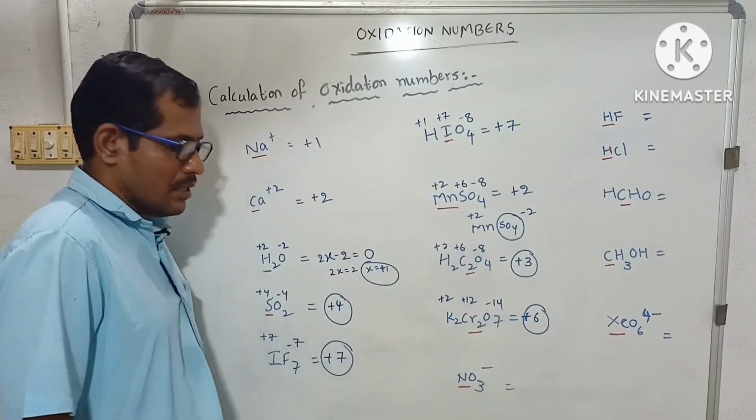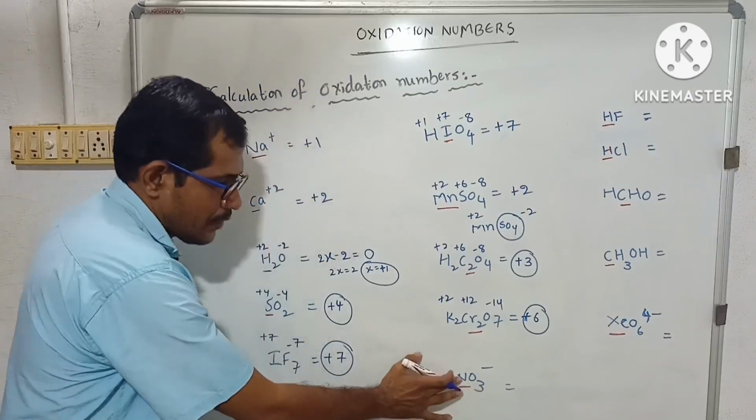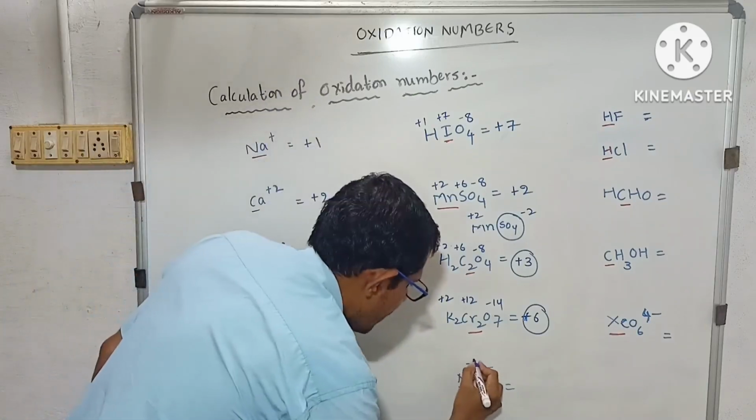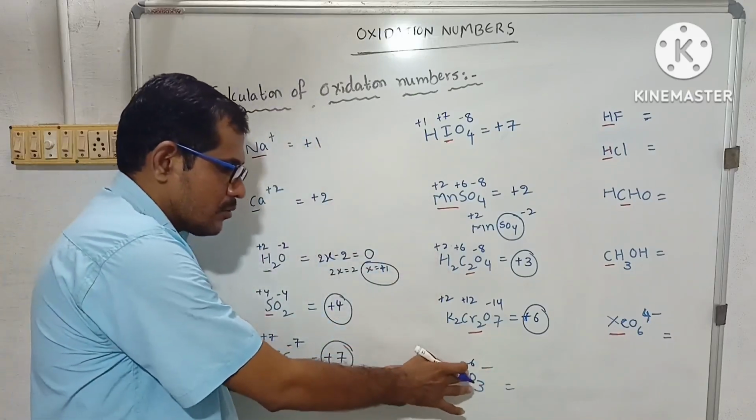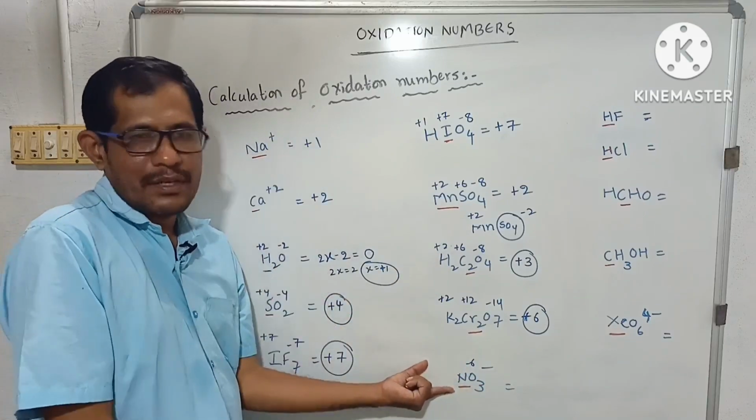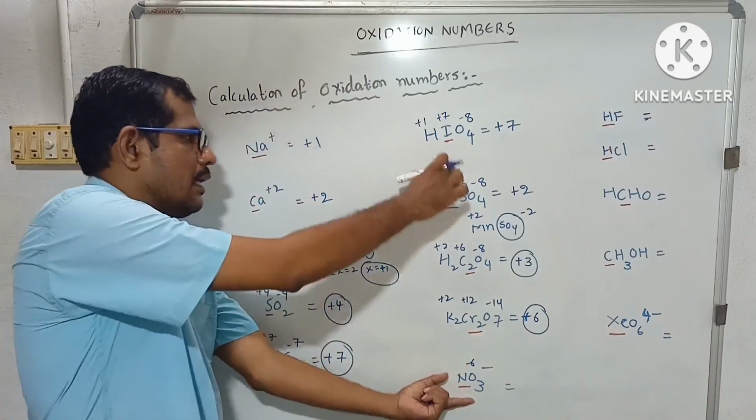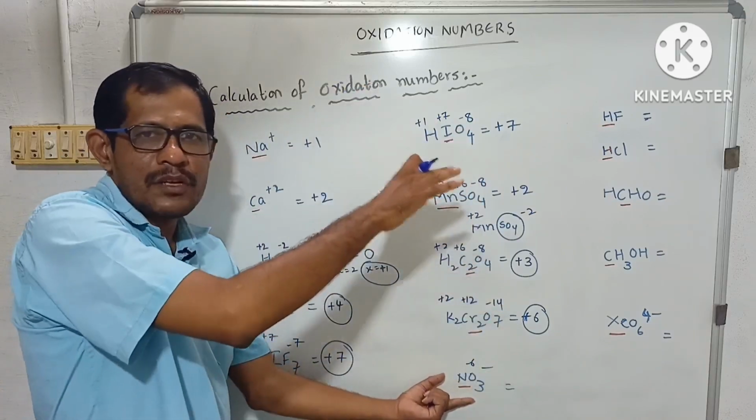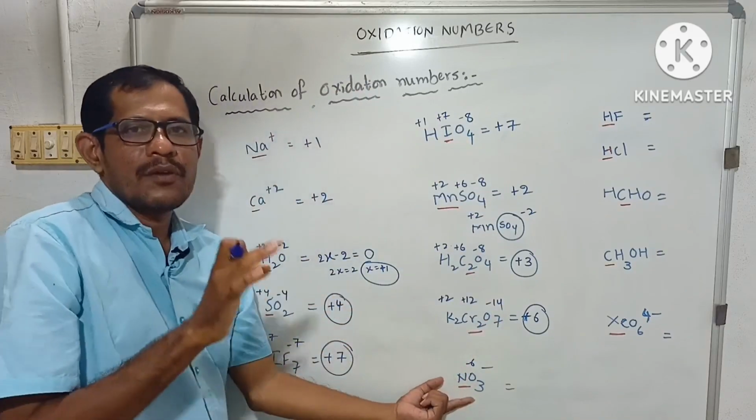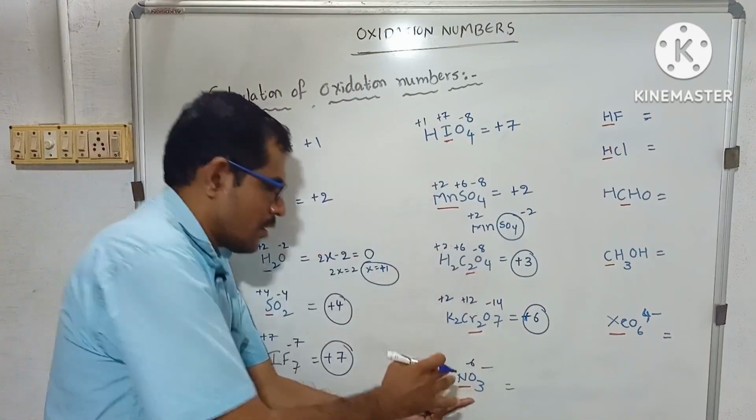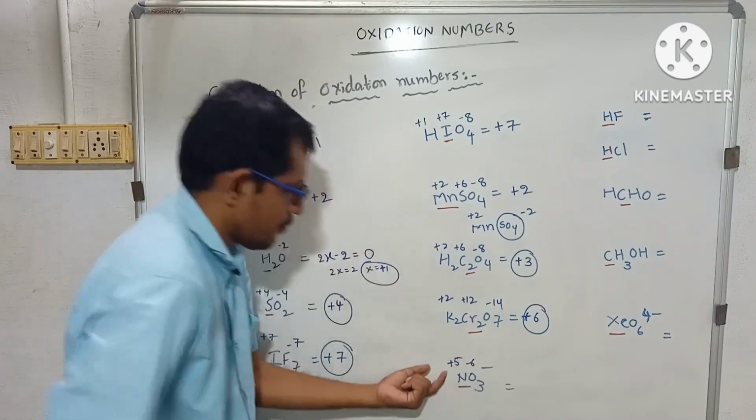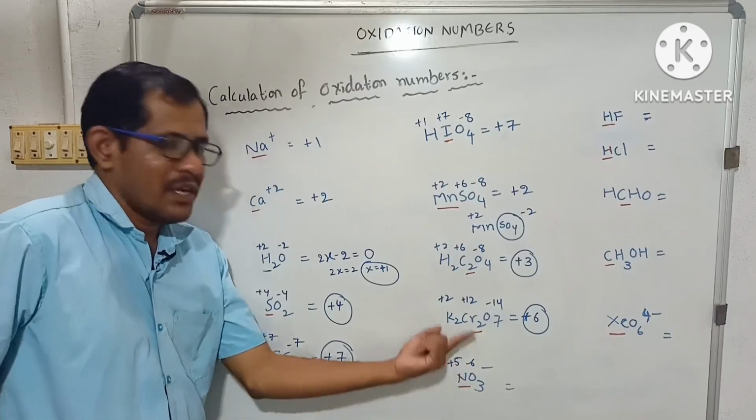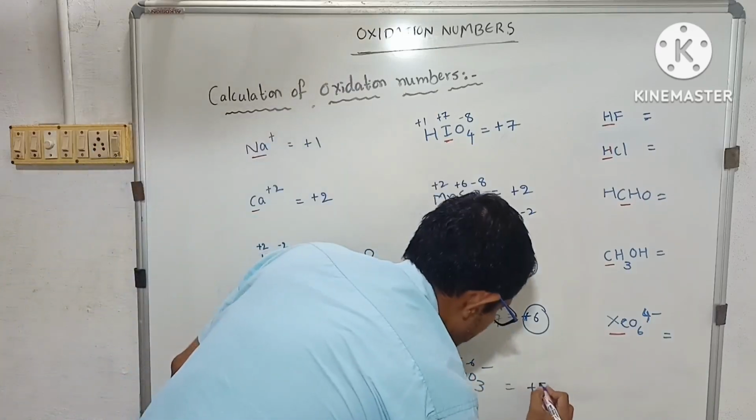Coming to here, it is NO3 minus. So observe carefully. Each oxygen is minus 2, 3 oxygens minus 6. The molecule as a whole is normally equal to 0, but here the NO3 minus molecule as a whole is equal to minus 1. So here we will put plus 5 for nitrogen, so minus 6 plus 5 gives minus 1. So here the nitrogen oxidation state is plus 5.